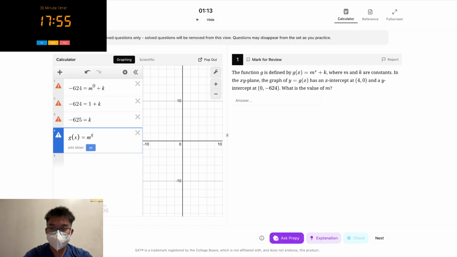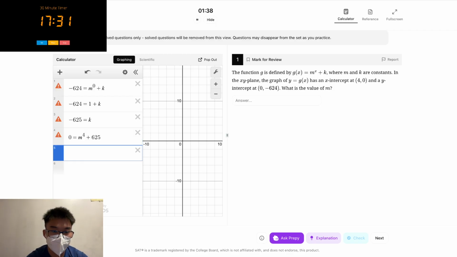So m of 4 will be equal to 9 minus 0. Excuse me. Yeah, is equal to 0. So this will be equal to 0. And this one will be positive 625. So now we just get the cube root.